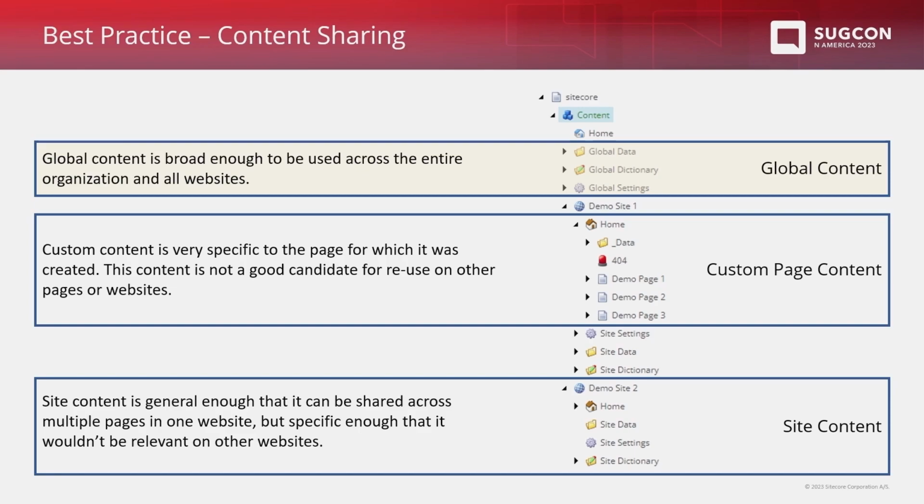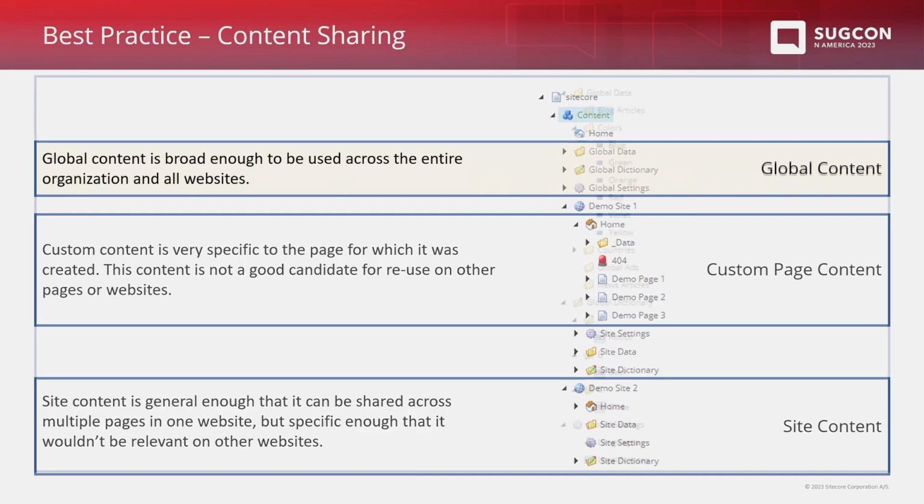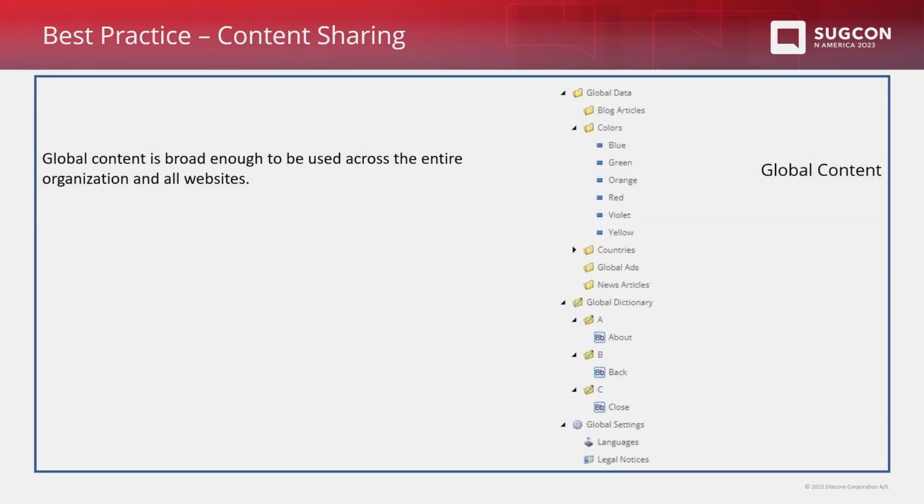At the top of your content tree, you'll have areas for global information. It is broad enough to be used across any website. This is where you put your global things. Your custom content, site content, we'll get to that in just a minute. But to expand on this a little bit, your global content would include something like colors of the rainbow. Those probably aren't going to change.